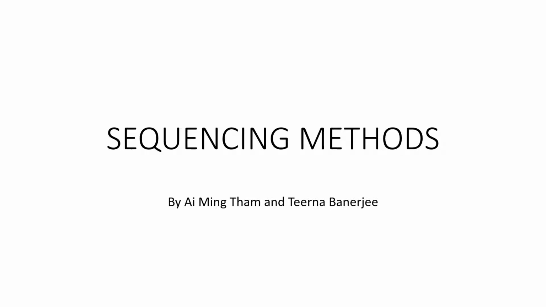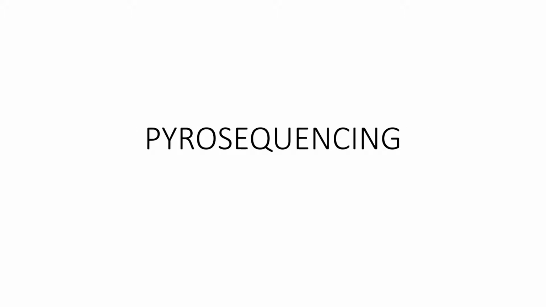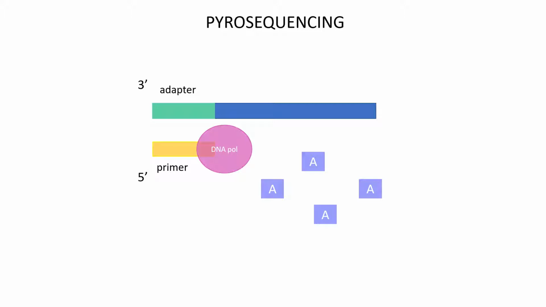This animation will show the various sequencing methods used in next-generation sequencing. Method 1. Pyrosequencing. The library fragment is placed in a vessel with DNA polymerase and washed with a single nucleotide. The complementary nucleotide is incorporated into the synthesizing strand.